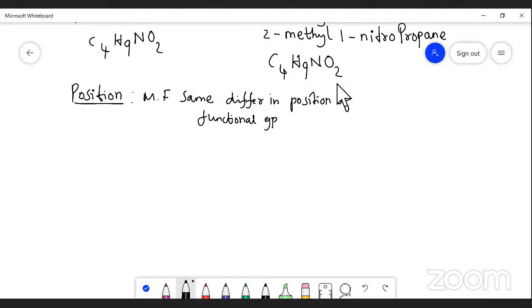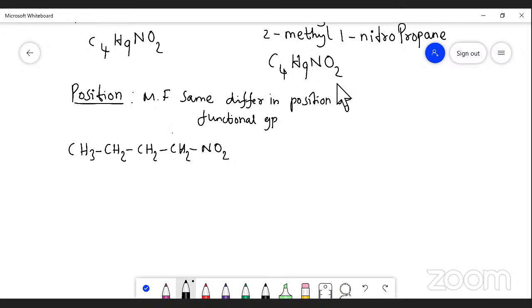Let us take an example. For example, you take the compound CH3, CH2, CH2, CH2, NO2. This compound. Okay, how can I give a name?